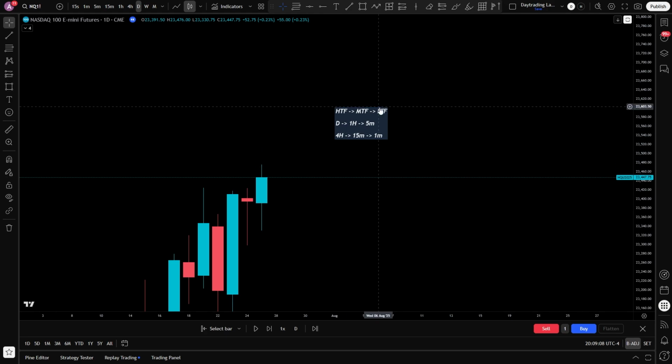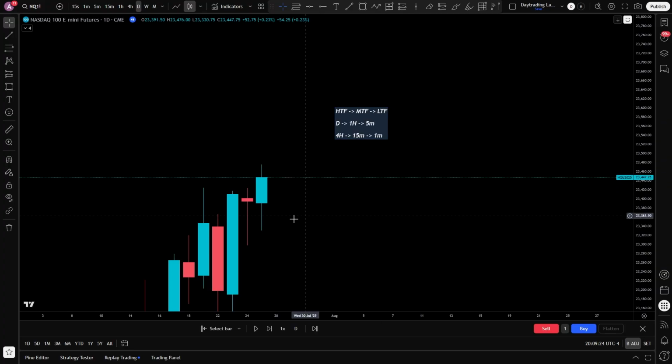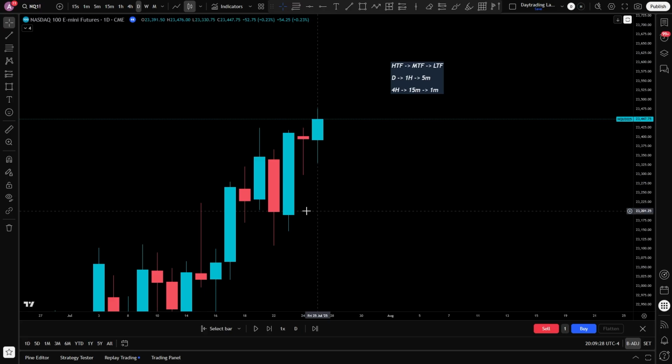Sometimes you can go from the daily to the 4 hour, depending on the context and if you want to be more precise, etc. But usually this is how it's going to be. Okay. So what else was it? We mainly did fair value gaps, liquidity sweeps, manipulation, etc. So let me give you an example right here.